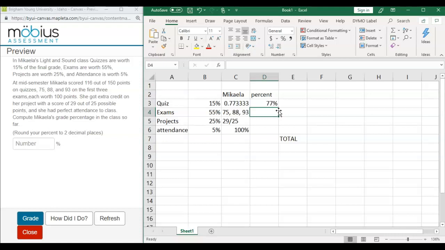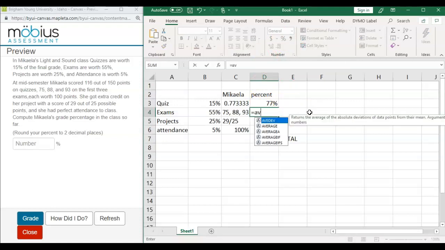We can do that by calculating it ourselves, which would be equal 75 plus 88 plus 93, and each of these is worth 100 points, and since there are three of them, that means I'm dividing by 300. I can do it that way and then go back and change it to a percent this way, or there's another way I could do this.